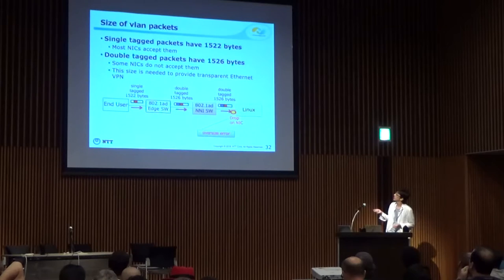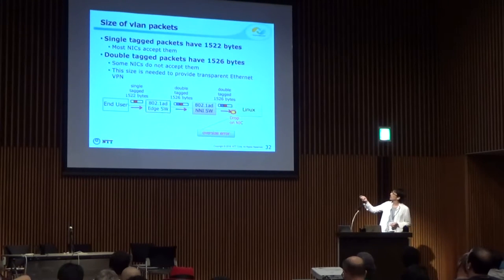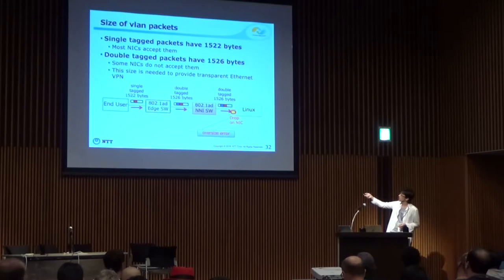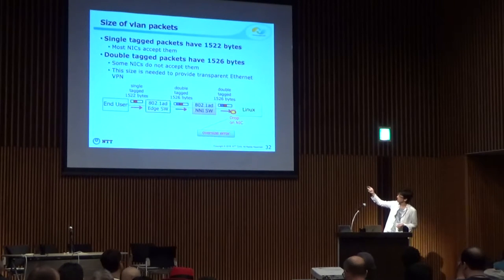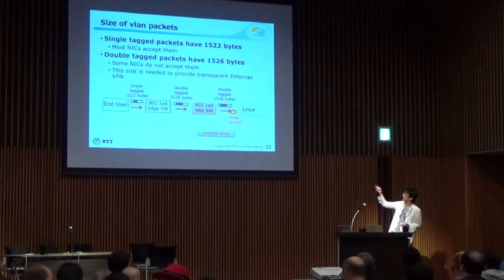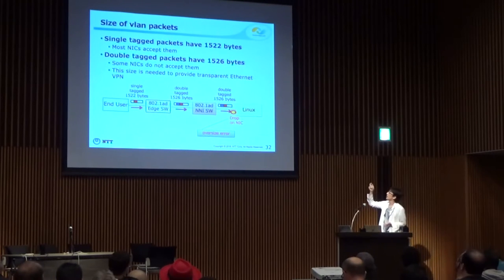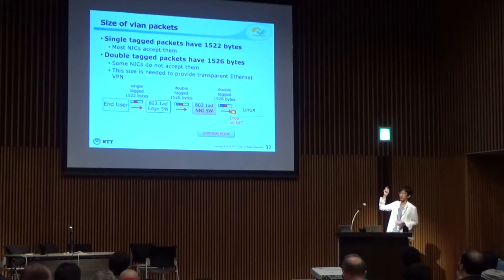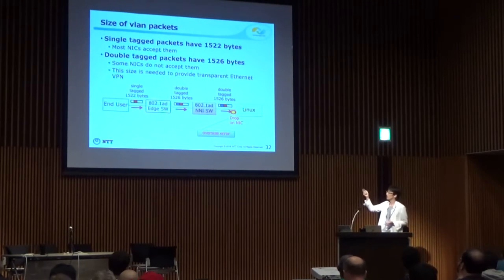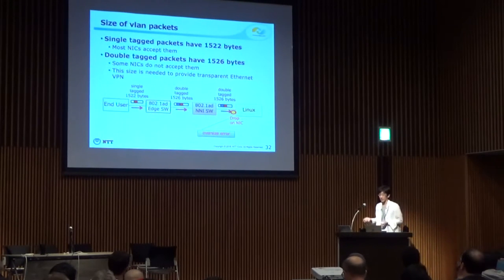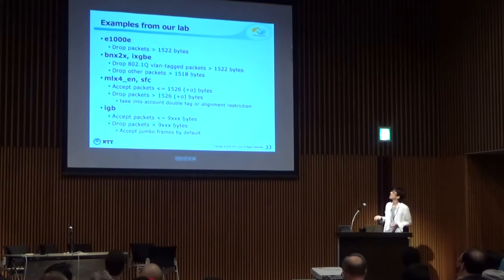So look at this figure. The end user sends a single tagged packet, and the .1ad switch adds another tag, and the packet gets 1,526 bytes. And some NICs don't accept this size of packet and drop it on the NIC due to an oversize error. There are examples from our lab.